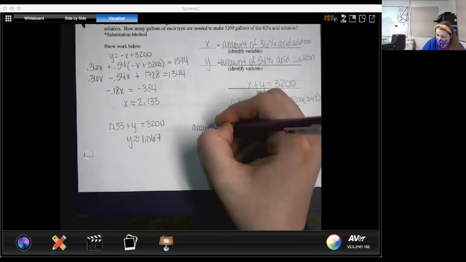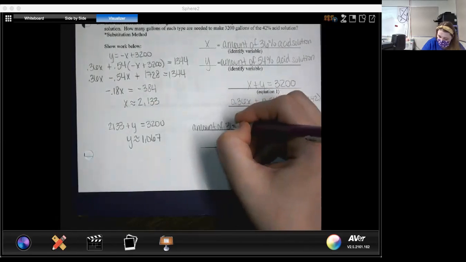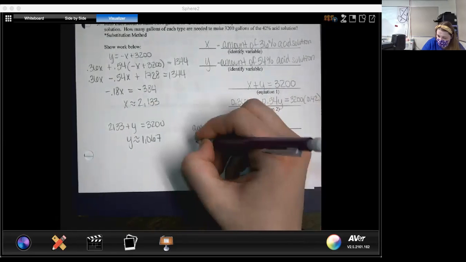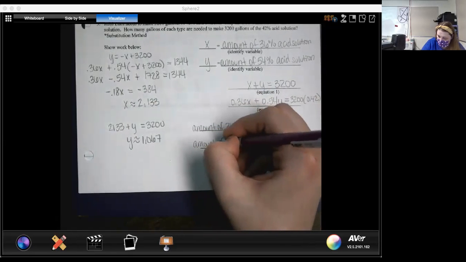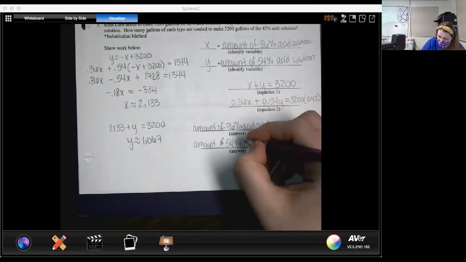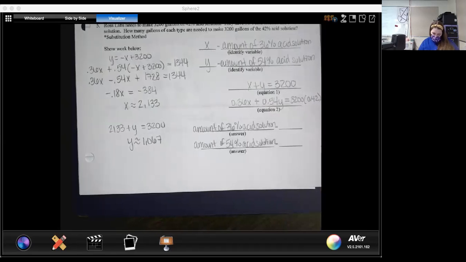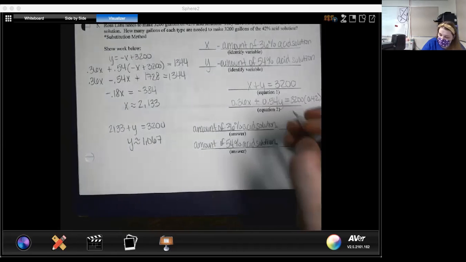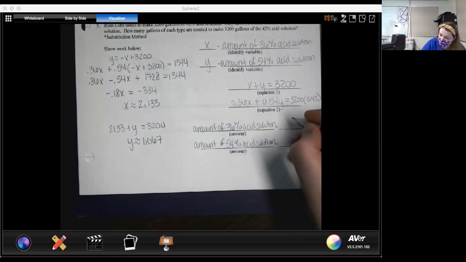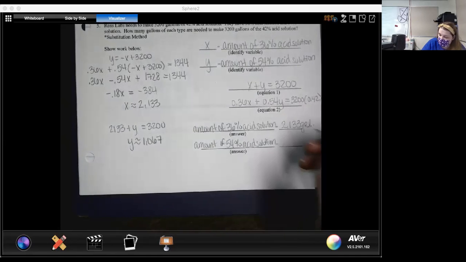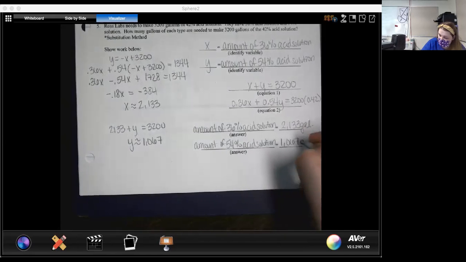And then it's all about filling out your information. I'm not doing anything different than what I wrote at the beginning, just rewriting it. What's going to be my label on this answer? Gallons. Good. So the amount of 36% acidic solution approximately is 2,133 gallons. And the other one was approximately 1,067 gallons.